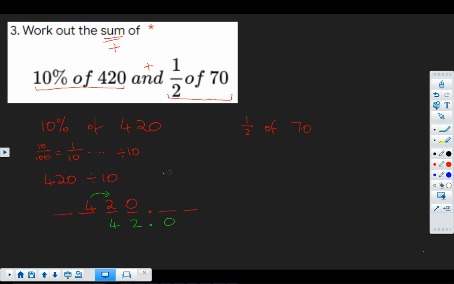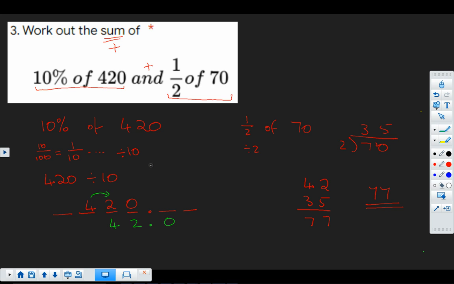Half of 70, well, in the same way that a tenth was dividing by 10, this is dividing by 2. So let's divide 70 by 2. How many 2's go into 7? 3 with 1 remainder. How many 2's go into 10? 5. So we are adding up 42 and 35, which comes to 77. So our answer is 77.